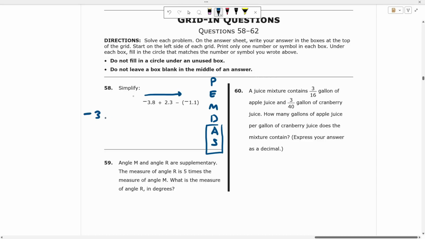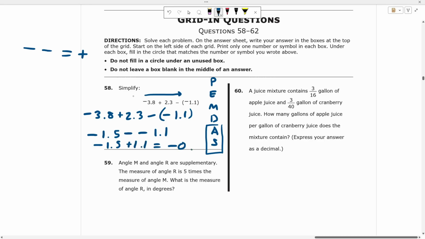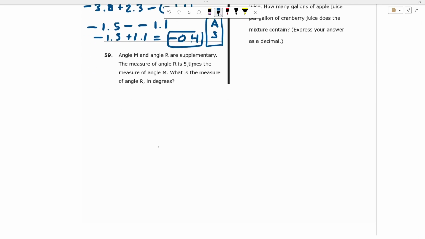So if we're going left to right, we have negative 3.8 plus 2.3 minus negative 1.1. Negative 3.8 plus 2.3 is negative 1.5. And then we have negative 1.5 minus negative 1.1. Now, a quick trick here, whenever you're subtracting a negative number, or you have two negatives next to each other, minus, minus, that's the same thing as saying plus. So negative 1.5 minus negative 1.1 is the same thing as saying negative 1.5 plus 1.1, which is equal to negative 0.4.